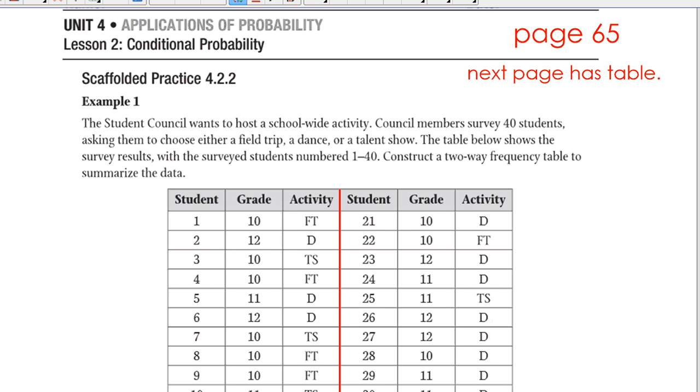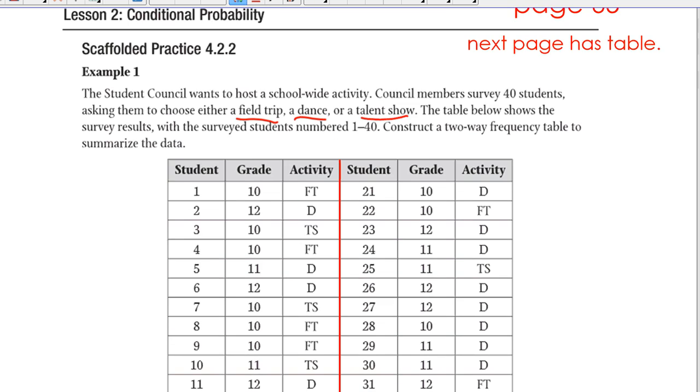So if you look at page 65, unfortunately, they gave you all of the data on page 65, and then we're going to manipulate it on page 66, which is a little annoying, but whatever. So the student council wants to host a school-wide activity. Council members survey 40 students, asking them to choose either a field trip, a dance, or a talent show. The table below shows the survey results with the surveyed students numbered 1 through 40.